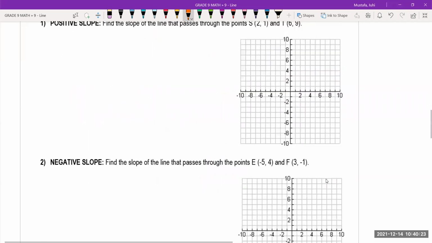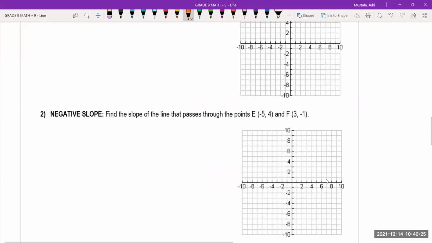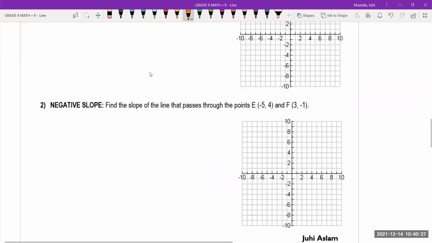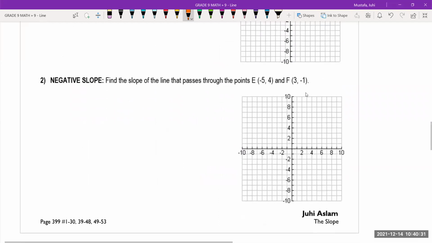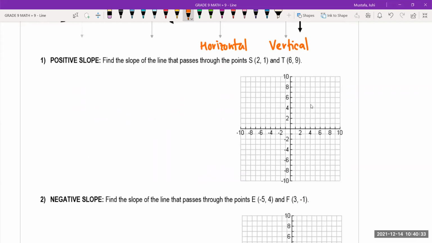Okay, so we're going to do a question with each one of these examples, and then there are a bunch of textbook questions that you're going to try today. So question number 1 says, find the slope of the line that passes through the points S, which is 2, 1, and T, which is 6, 9. And remember, we're not going to be solving this by graphing. So I'm not even going to graph it. I'm going to use the graph to check my answer at the end. I'm going to use algebra.